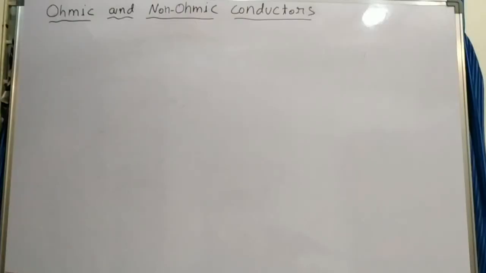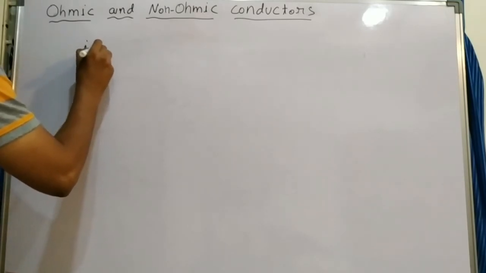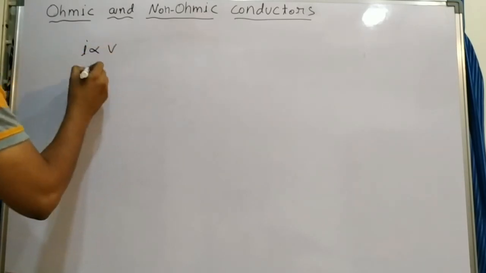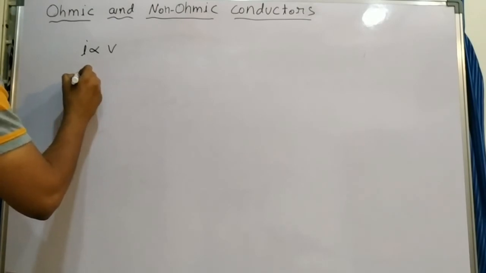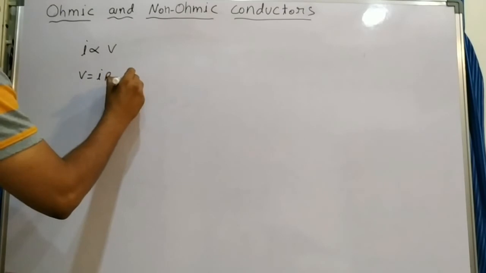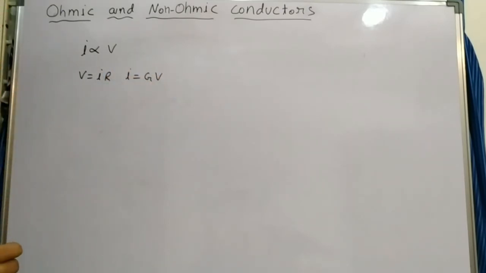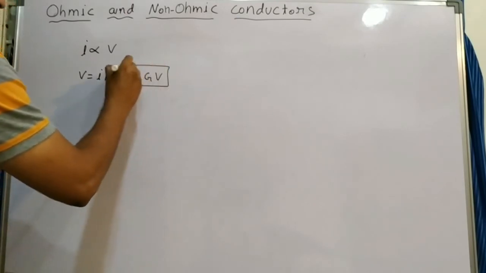Now I'll see about ohmic and non-ohmic conductors. First, what are ohmic conductors? The materials or devices which follow Ohm's law are called ohmic conductors. That means, what is Ohm's law? I is proportional to V, or we know the formula V = IR, otherwise I = G V, where R is resistance and G is conductance.